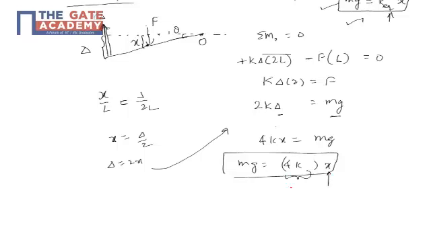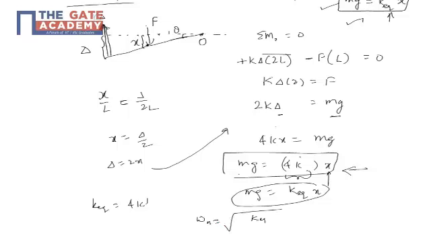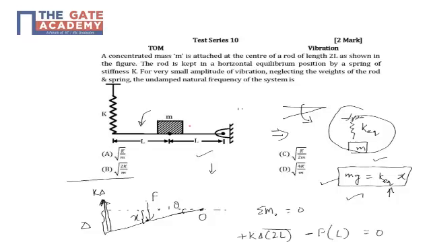If I compare with the single spring mass system, it gives the equation mg is k equivalent into x. For the given system this is the equation, and for the single spring mass system this is the equation. Comparing these two, I get k equivalent as 4k. Therefore the natural frequency for a spring mass system is root of k equivalent by m, and as the k equivalent is 4k, it's root of 4k by m. So the answer is D.